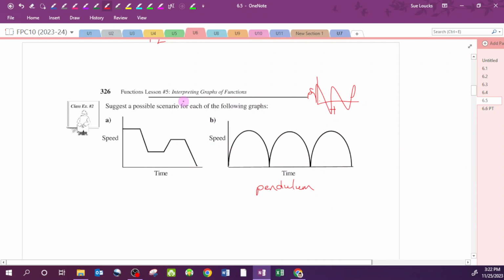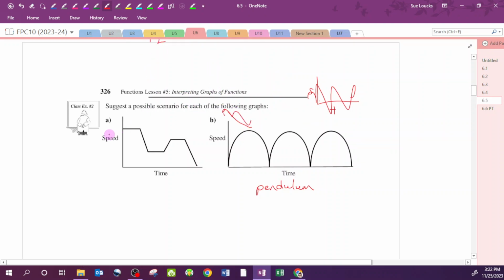It starts at the top. It's not moving at all. So I'm going to make my pen the pendulum. So it starts, it's not moving at all, and then it speeds up, and then it's going really fast, and then it slows down to nothing, and then it starts off at nothing, and it speeds up, and then it's going really fast, and then it's slowing down. So that's the pendulum.